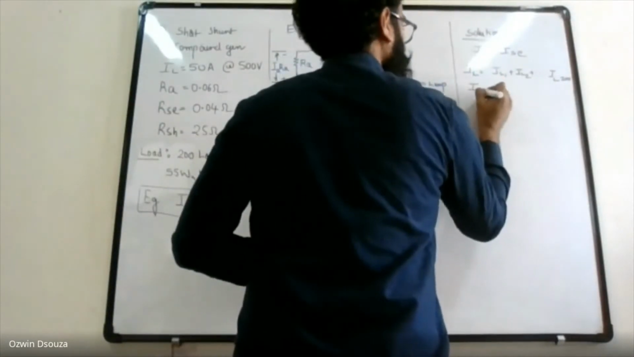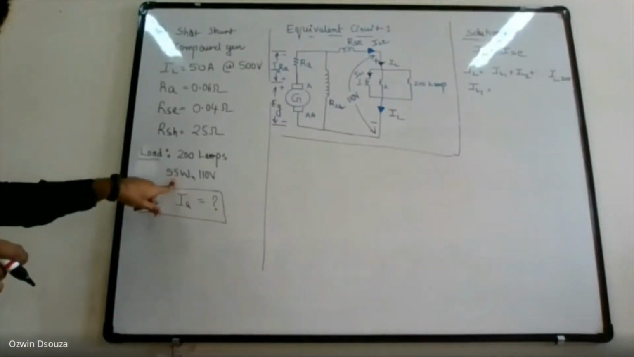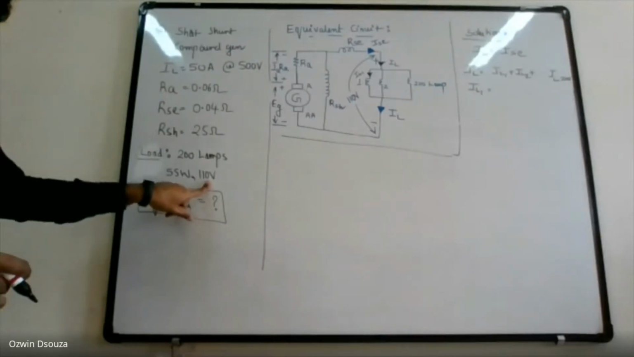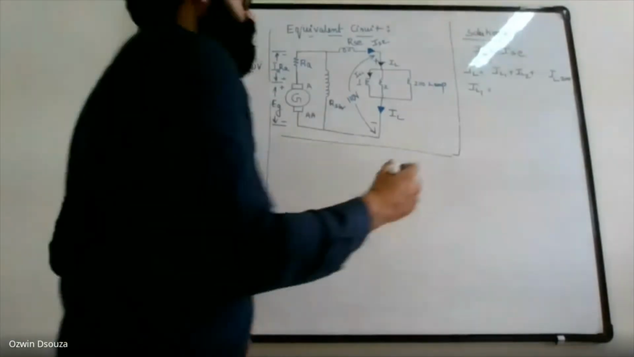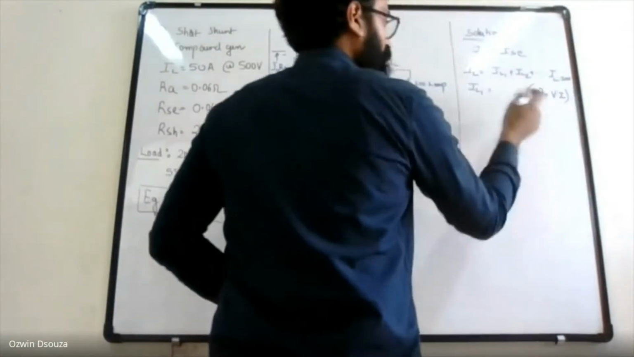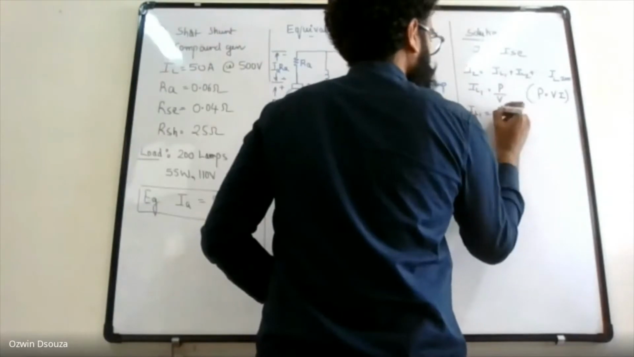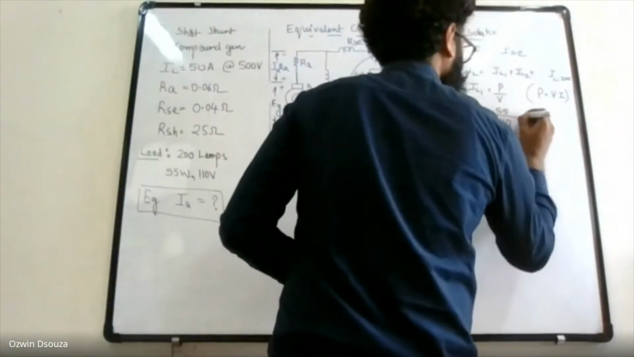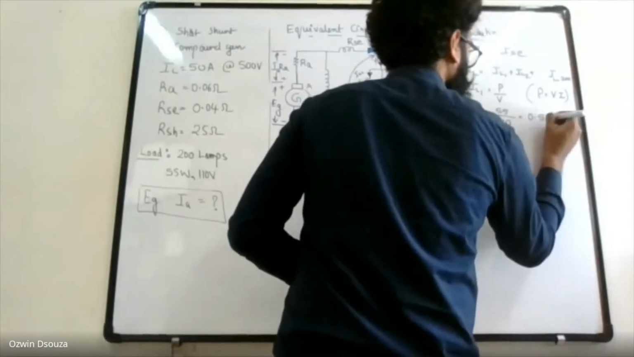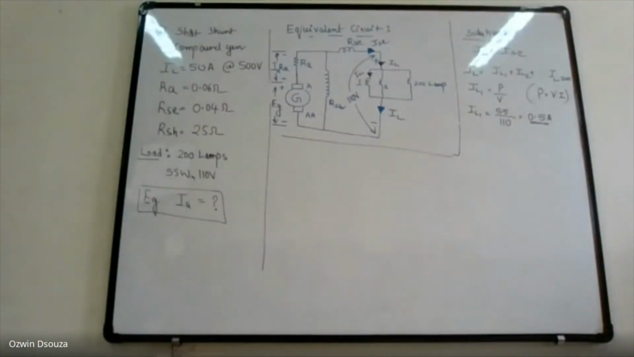So IL1 is equal to, the power rating is known, 55 watt, and voltage rating is known, which is 110 volts. So basically we have P is equal to V into I, so I is equal to P divided by V. So IL1 is equal to 55 divided by 110. So that is 0.5.